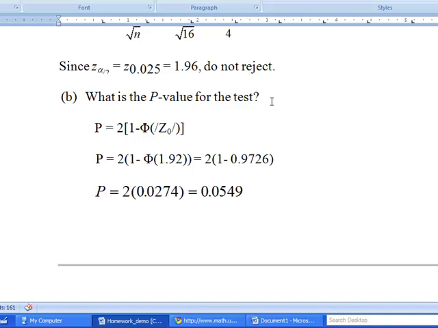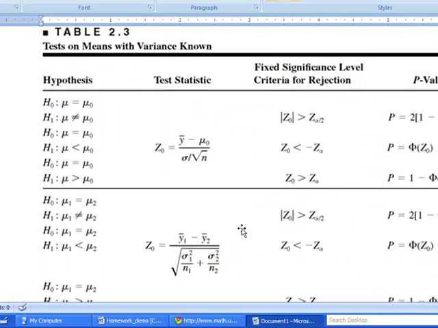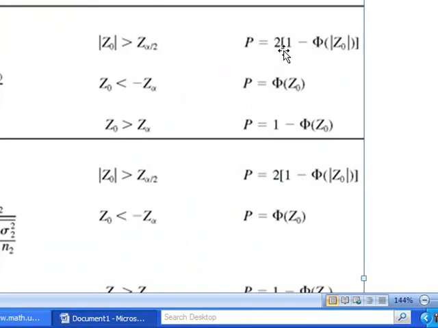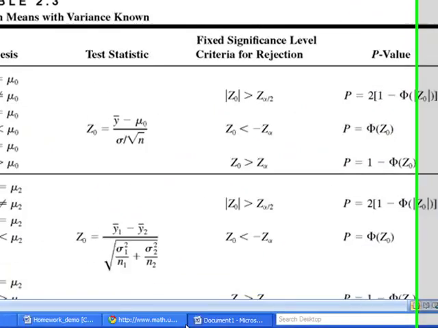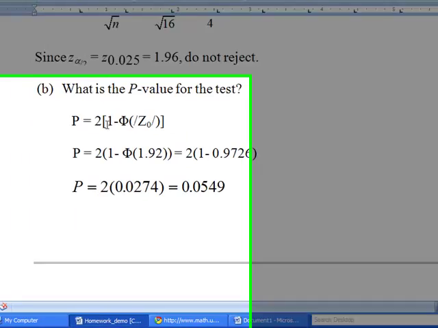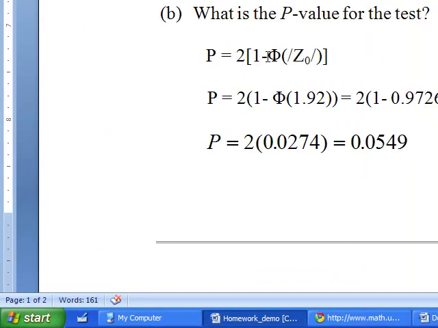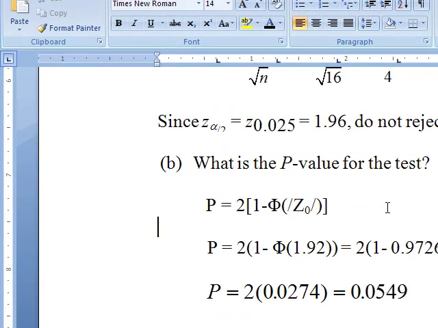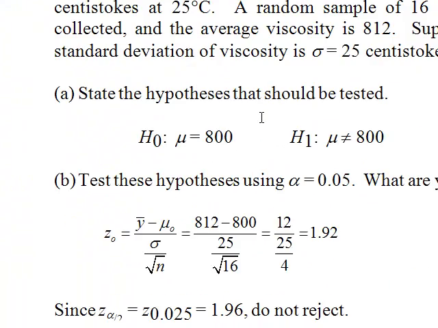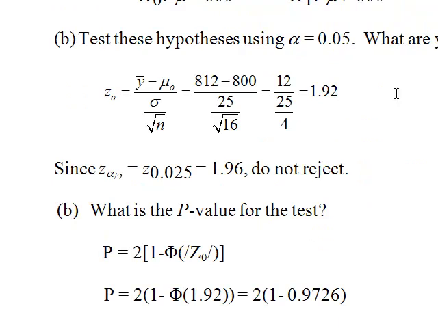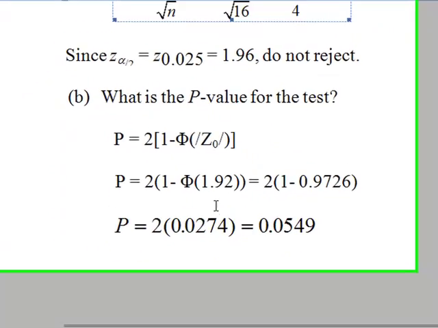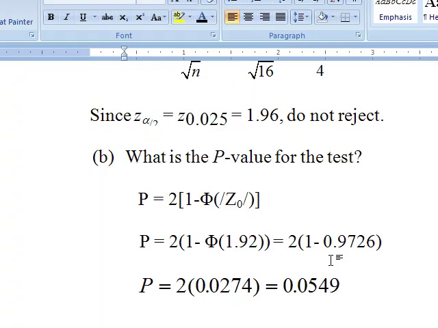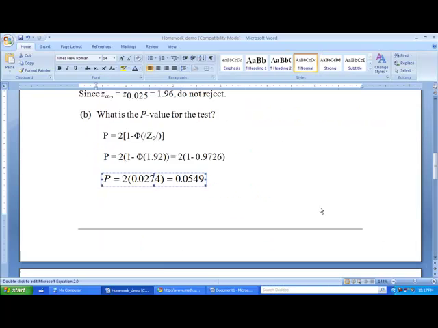Now let's move on to the next item here. What is the p-value for the test? Again, we go back to the table. P-value is the same formula that we used in the first example, right? So P equal to 2 multiplied by 1 minus phi sub g0. We have already calculated the g sub 0 value here, 1.92. We can use that value and we get the P value as 0.0549.